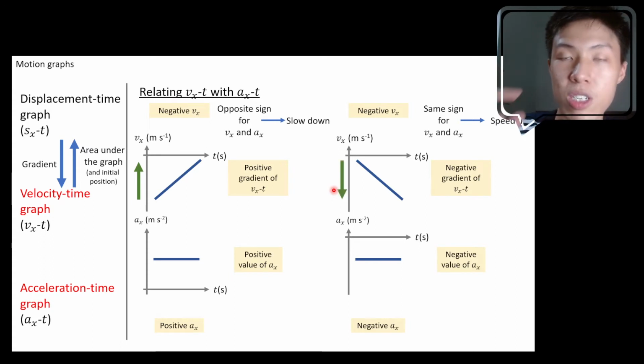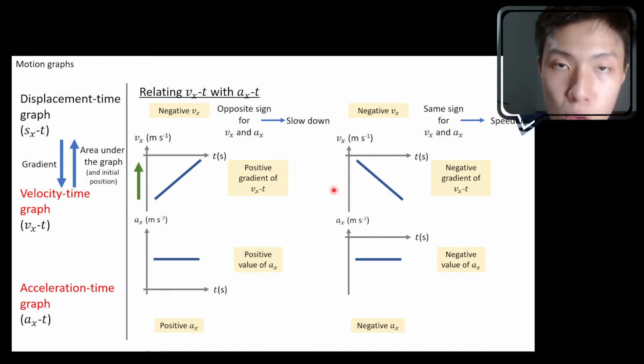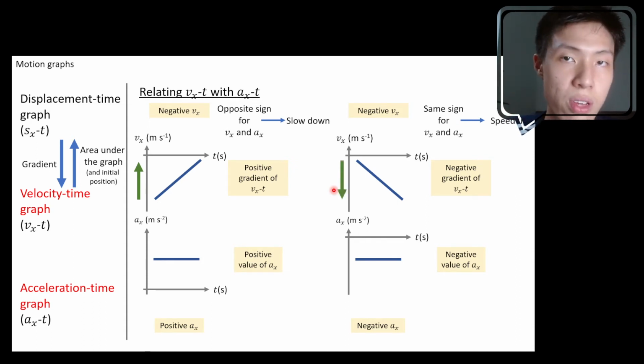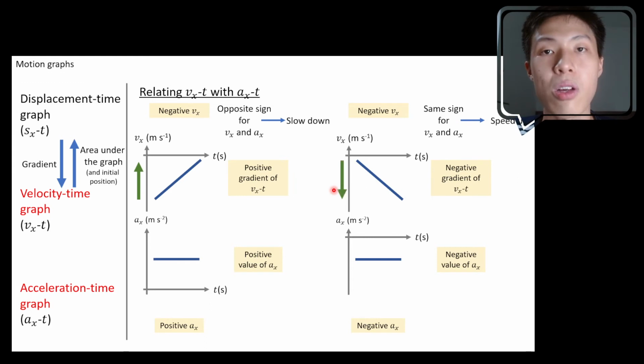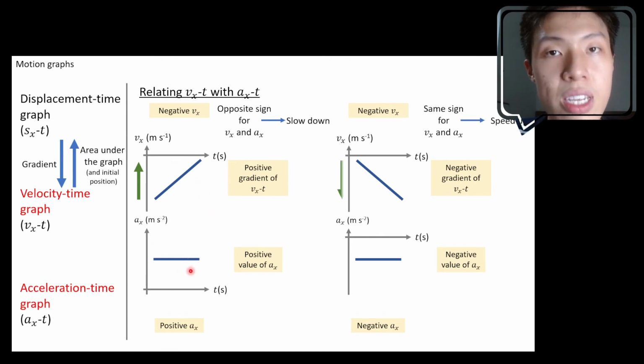If an object has a positive acceleration, you don't know whether it's speeding up or slowing down. You need to see whether the velocity is also positive or not. If it's also positive, then it's speeding up. If it's the opposite sign, negative, then it slows down. So that's how you determine whether an object speeds up or slows down. And this is a summary of how you relate the gradient of a velocity time graph to the value that you should obtain for the acceleration.